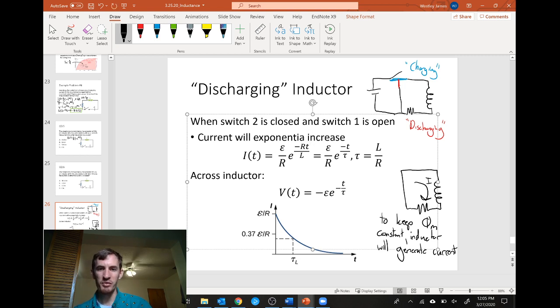This is a typo, which unfortunately somehow existed. This should be current will decrease, as you can see in the graph. Decrease, and this one is exponentially.